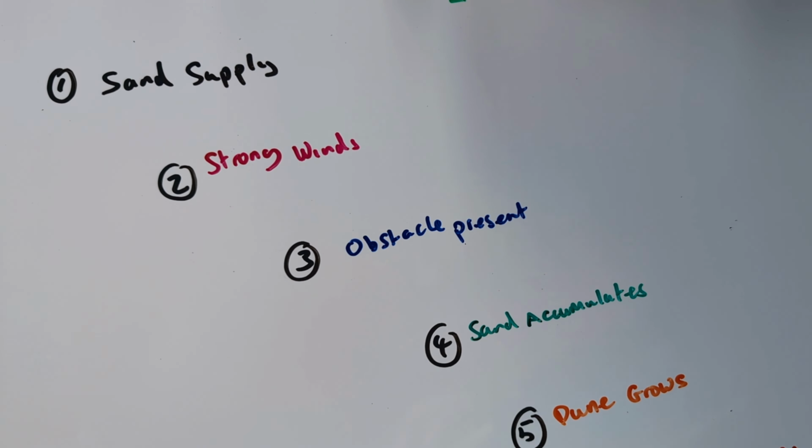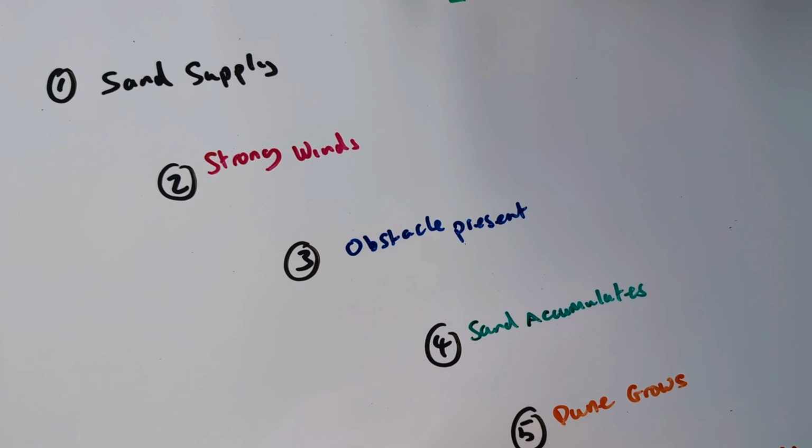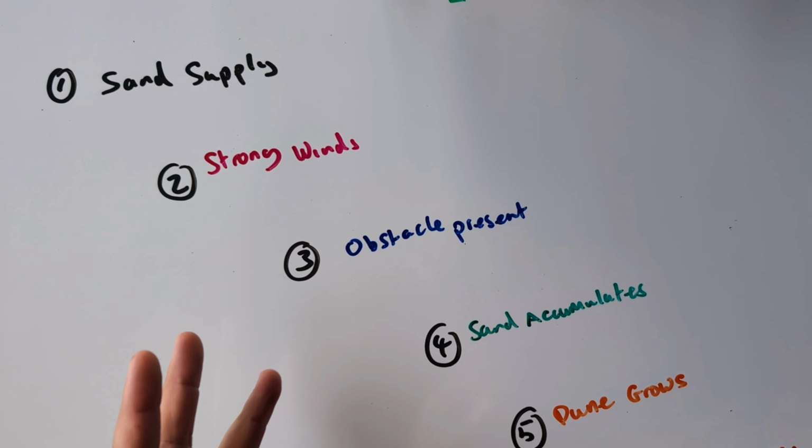Welcome to Planet Geography. Today we're dealing with sand dunes. Here's a picture of a sand dune, and in essence they're very simple. It's a depositional feature as wind blows sand into a big pile. That's essentially what a sand dune is.